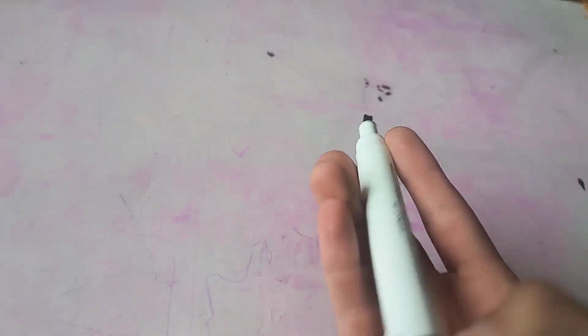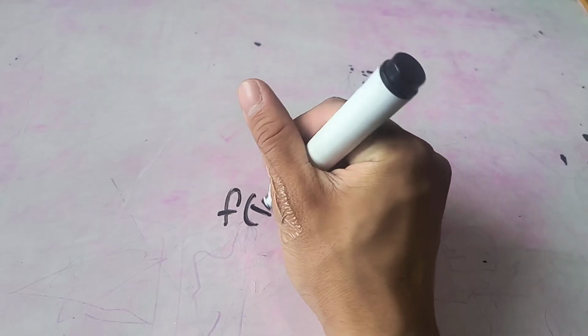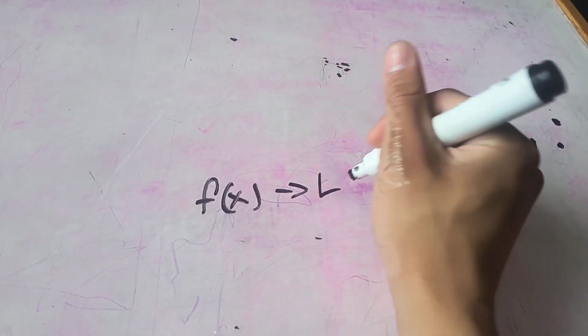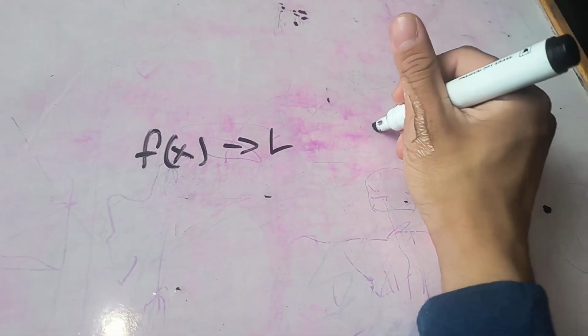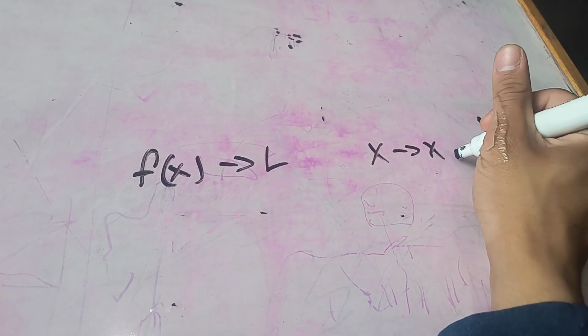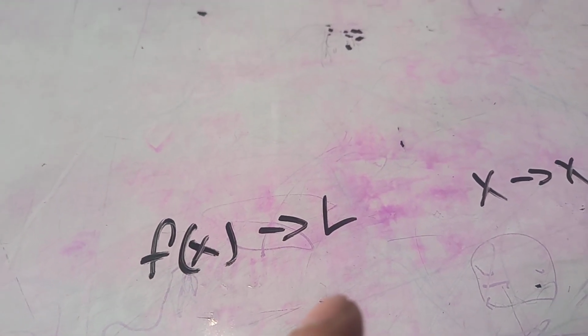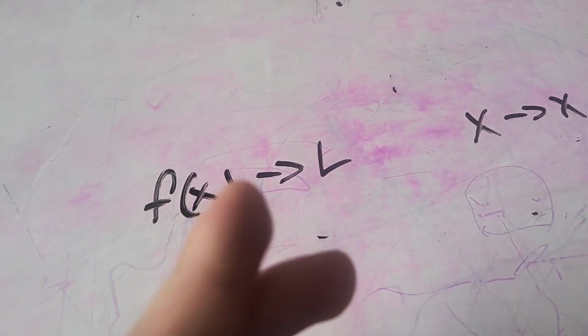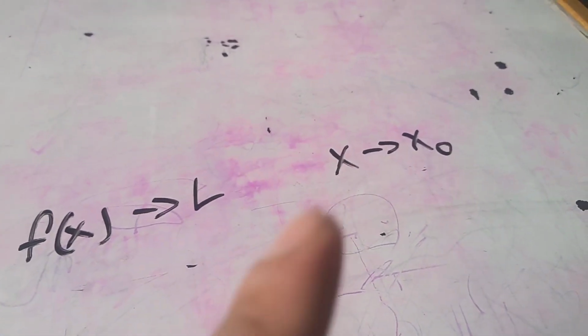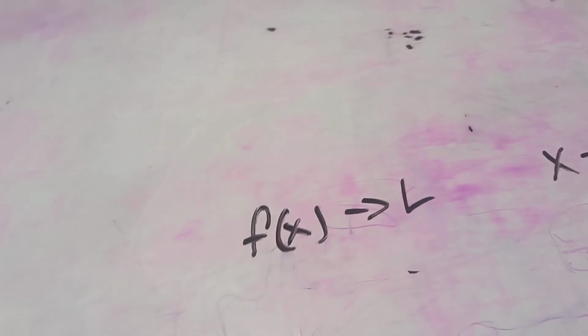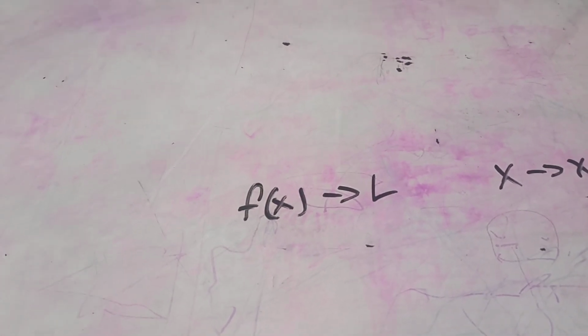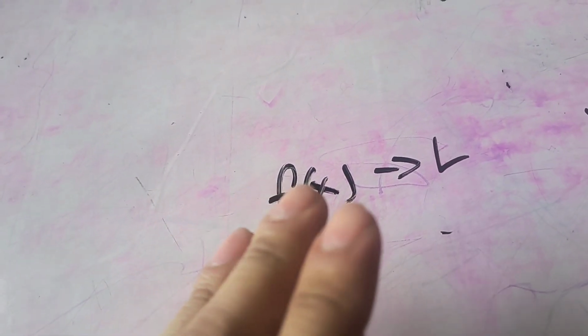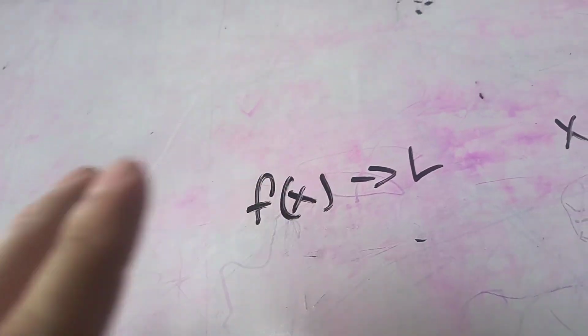Okay, so to show that f of x is approaching the limit L as x is approaching x naught, we need to show that the gap between f of x and L can get as small as we choose if x is kept close enough to x naught. So we basically need to say, let's say an error rate of the limit, basically how far we want f of x to be from the limit.